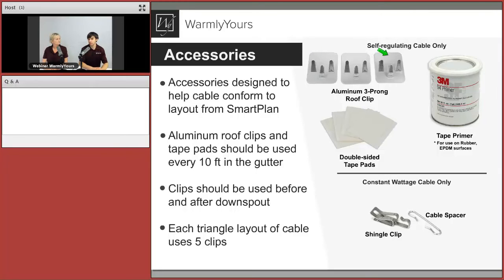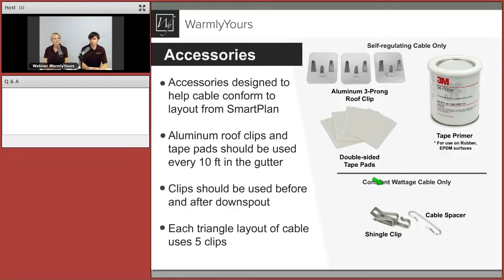You also see the tape primer on the right. What's that used for? You would use it for the rubber or EPDM surfaces where you need that extra adhesion. You want to make sure, again, that the double-sided tape pad will do its job right and be nice and secured. So you absolutely are using those aluminum 3-prong roof clips to hold the cable. The double-sided pads make it stick to the roof. If you need extra strength, go with that tape primer.